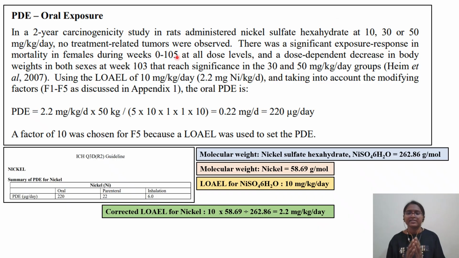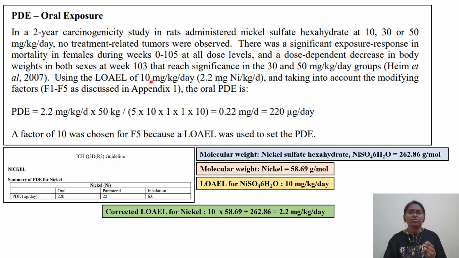This was a 2-year cancer study in rats. They ended up with a LOAEL of 10 mg per kg per day. They couldn't end up with a NOAEL because in all 3 doses, whether 10, 30 or 50, there were no tumors, but other endpoints like decreased body weight were seen, because of which they considered the lowest dose, 10 mg per kg per day, as the LOAEL. This is the point of departure for the calculation of the permitted daily exposure.